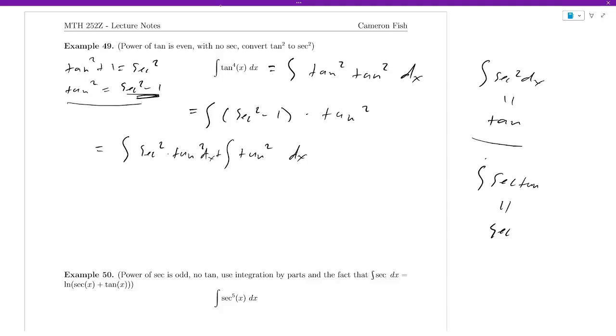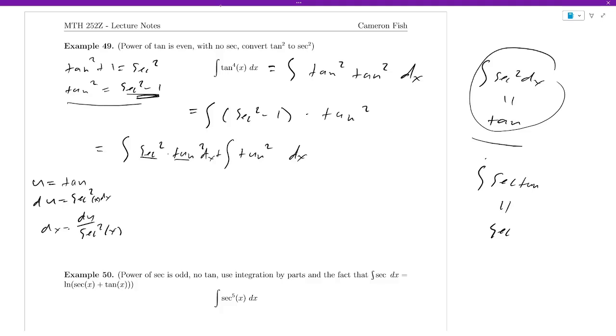The one on the left looks a little funny, but it's actually not that bad because we know this guy. The derivative of tan is secant squared. I have a secant squared sitting right here. So there's a piece of my integral whose derivative is sitting right there. That means it's a good u sub choice. Let's try u equals tan. du is secant squared x dx. And so dx is du over secant squared.